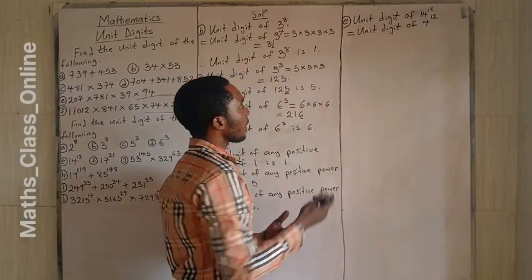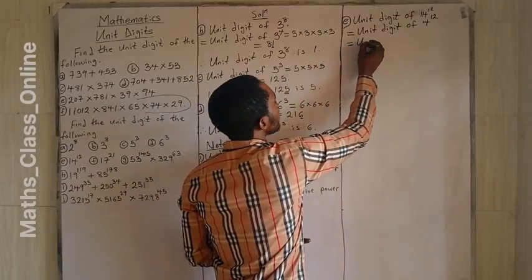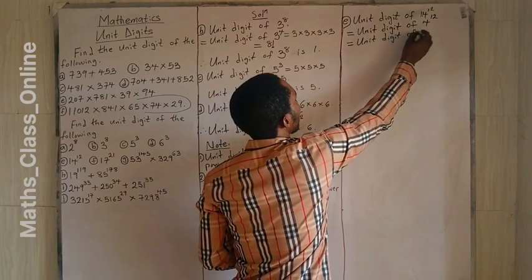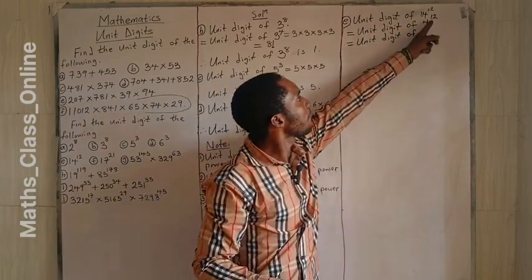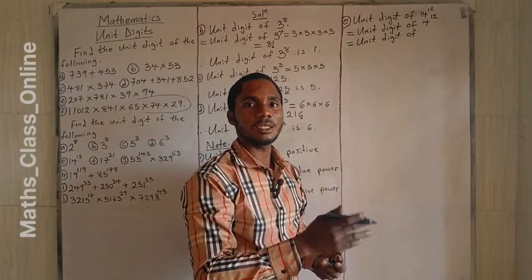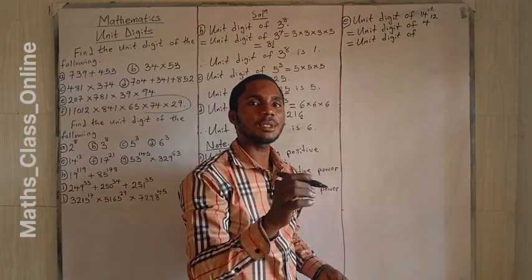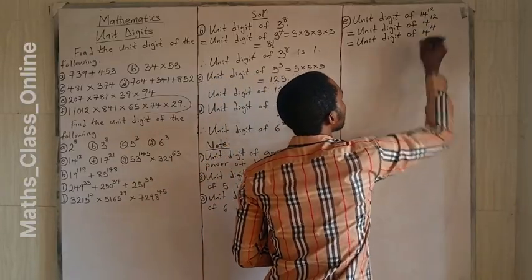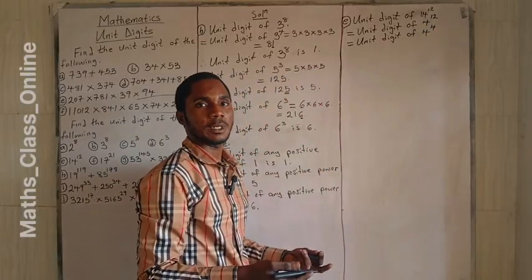This is also the same as the unit digit of... the power we have here is what? 12. 12 divided by 4, that is 3, remainder 0. Because the remainder is 0, we have 4 raised to the power of 4. Now let's expand.